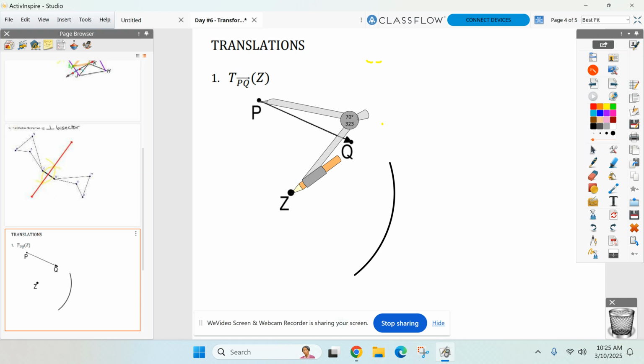Everyone have it? Now put your compass point on the tip of the vector. And we're about to find out where Z prime is, wherever it intersects that first arc. So again, we measured P to Z. Now we put our compass point on Q, the end of the vector, and make it intersect the first arc. And this is where Z prime is located. Please don't go on to the next translation.